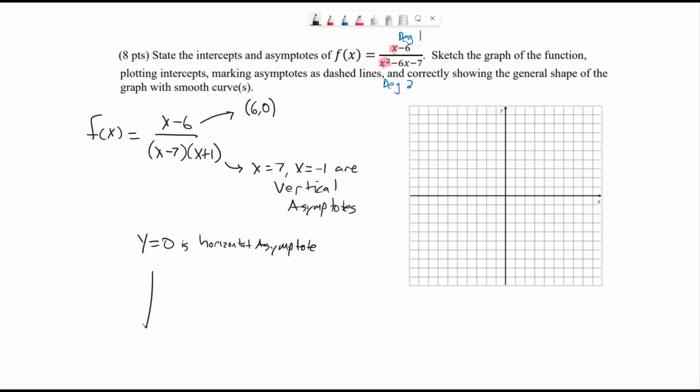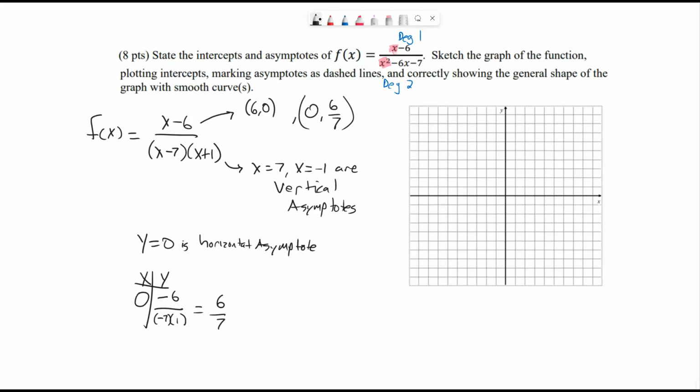Now, for the y-intercept, we let x equal 0. Plugging that in, we get negative 6 over negative 7 times 1, and we get 6/7. So we have the y-intercept as (0, 6/7). So let's do a double check. State the intercepts. We have the intercepts. The asymptotes. We have the horizontal and vertical. Great. Now we're up to sketching the graph.